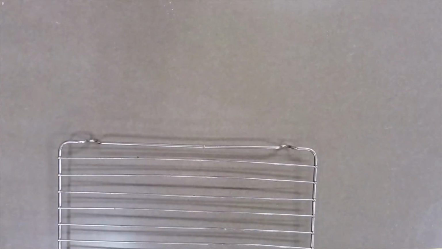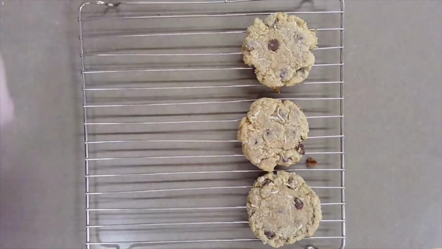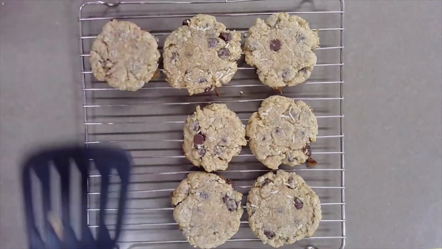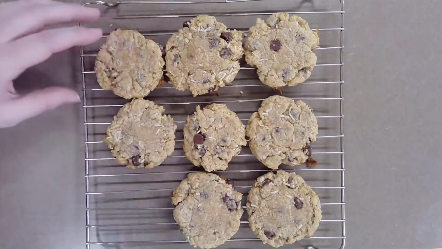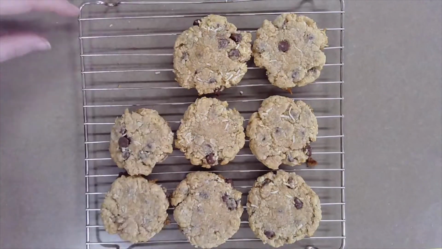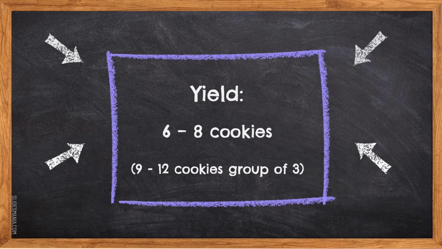Also remember that leaving them on the cookie sheet, they are continuing to bake. The cookie sheet is as hot as the oven that you pulled it from, so it will keep browning on the bottom. Then, once they're firm enough to be able to move, put them on the cooling rack so they can cool completely. This recipe yields 6 to 8 cookies, or 9 to 12 cookies if you're a group of 3.